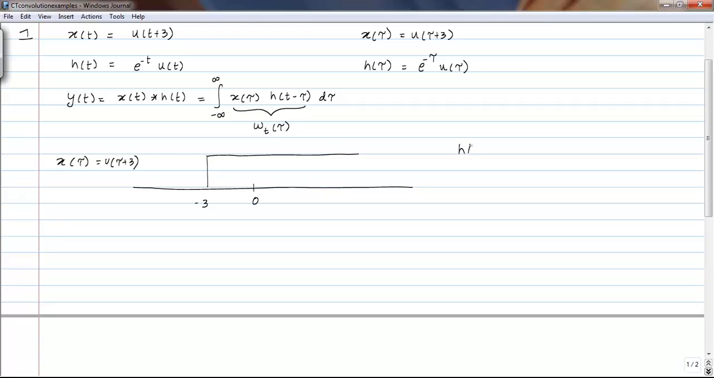And h of tau is a signal. Maybe I should draw them to be at the same height because they're both 1 at t equal to 0. So this is e raised to minus tau, and this signal is 0 for all values of tau less than 0, and it's e raised to minus tau for all values of tau greater than 0. So it's really important to understand that now we are thinking of tau as the independent variable.